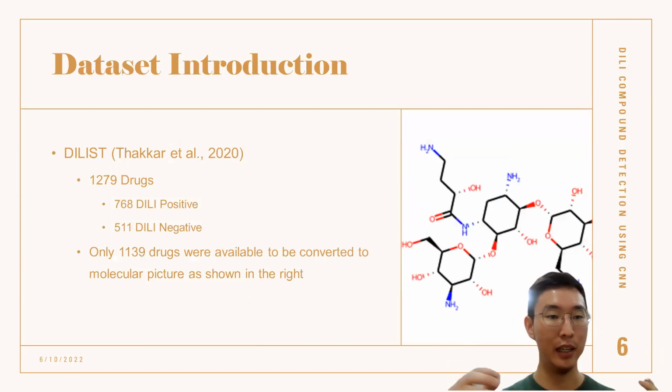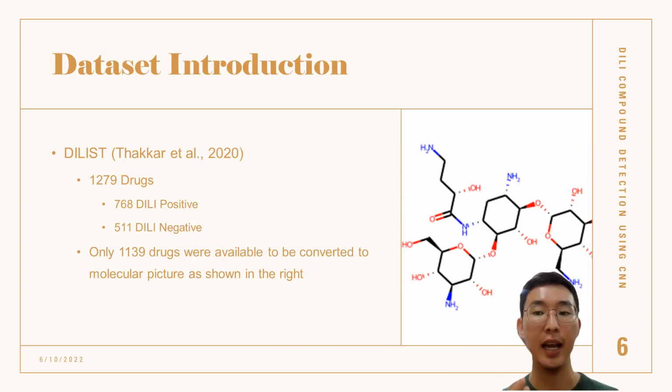For the dataset introduction, I have used a dataset called DILIst. It was created during the research project named Drug-Induced Liver Injury Severity and Toxicity, DILIst, a binary classification of 1,279 drugs by human hepatotoxicity. The dataset contained 768 DILI positives and 511 DILI negatives. In total, 1,279 drugs were classified.